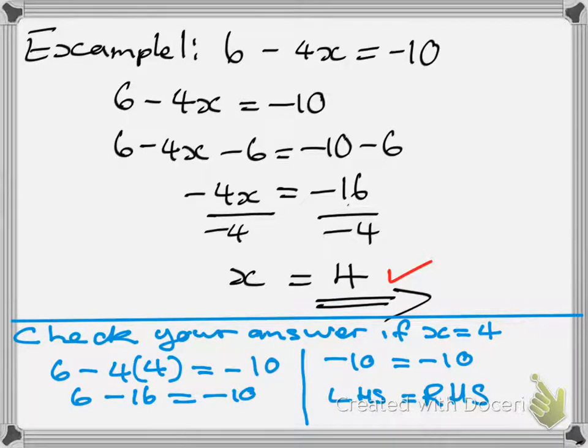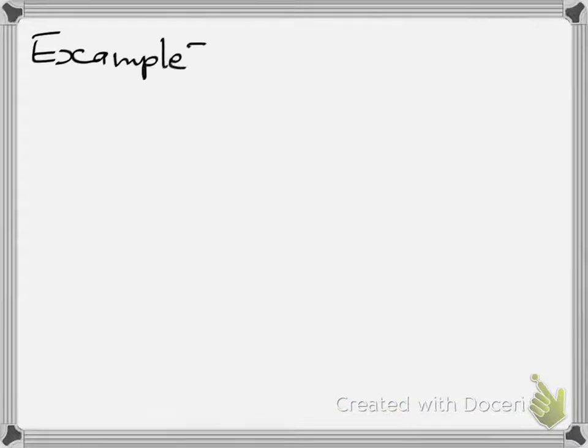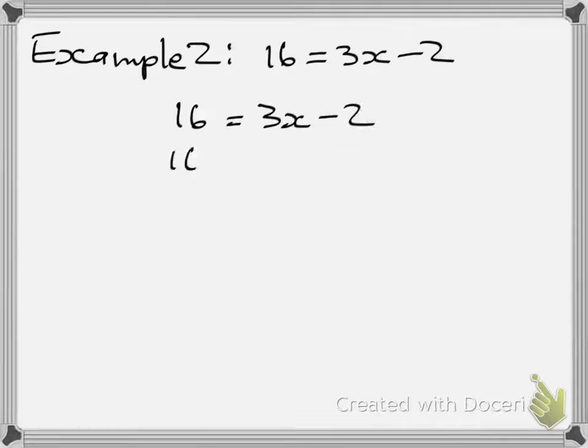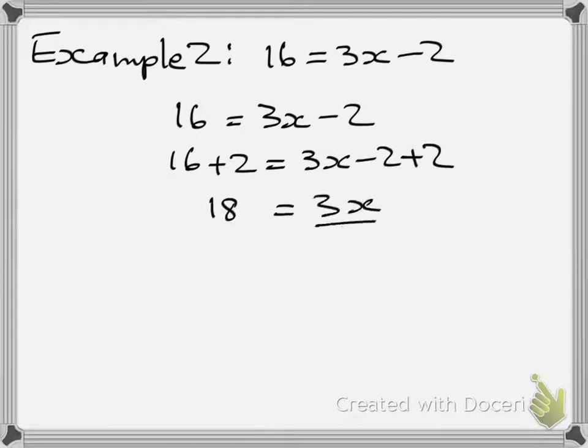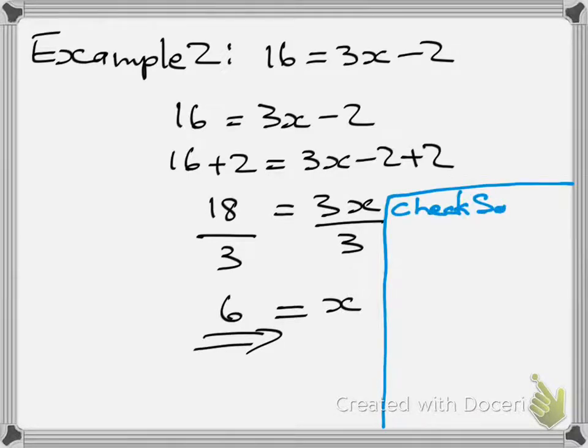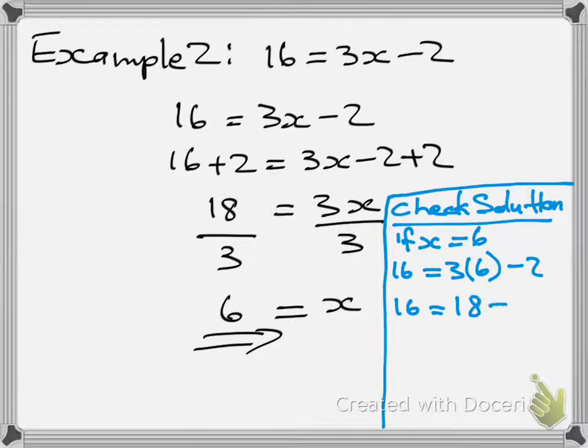Moving on, example number 2, solve for x again, you are given 16 is equals to 3x minus 2. You add 2 to both sides, you remain with 18 is equals to 3x. You divide both sides by 3. Your x will be equals to 6. You check your answer, you substitute into the original equation, punch in a calculator, you see that your left hand side is equals to your right hand side, meaning that your answer is correct. So if your left hand side is not equals to your right hand side, then your answer will be wrong.